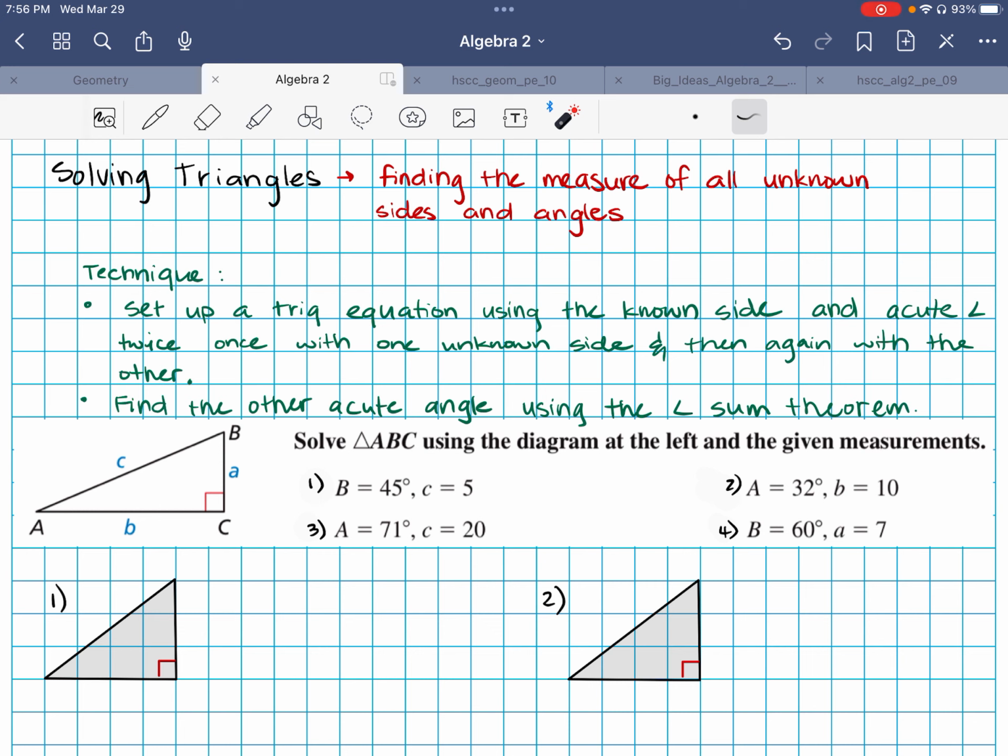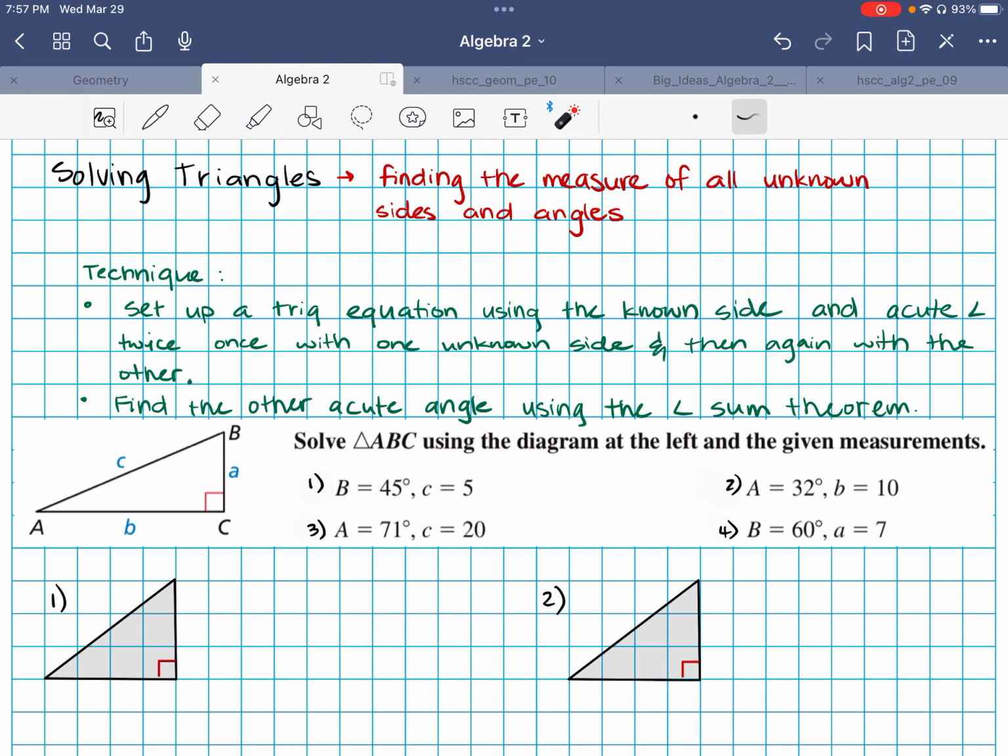Solving triangles, the understanding is to solve a triangle is essentially to find the measure of all unknown sides and angles. So that's what we're going to be looking for, is we're going to try to find all the measures of all the unknown sides and angles when we're solving these triangles. Here's the technique very quickly.